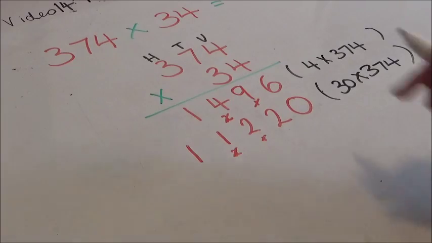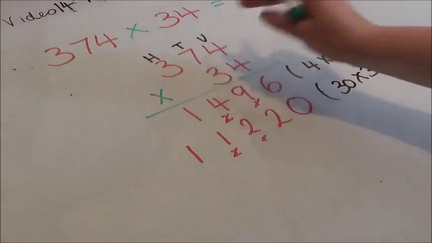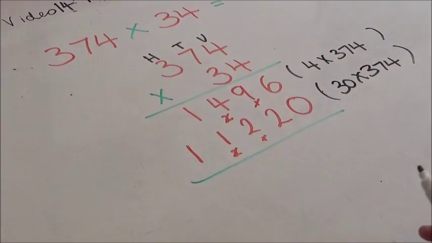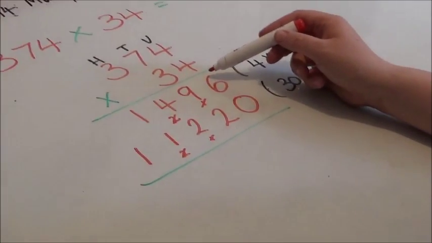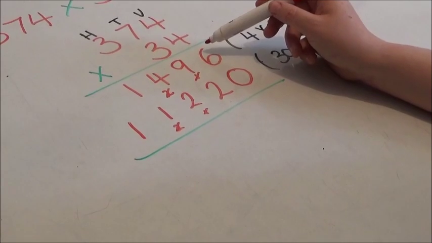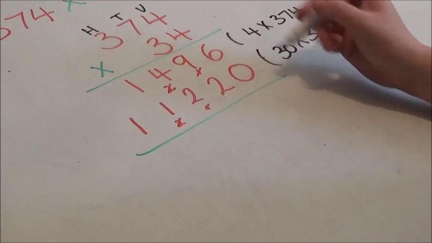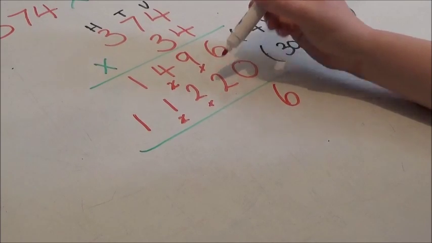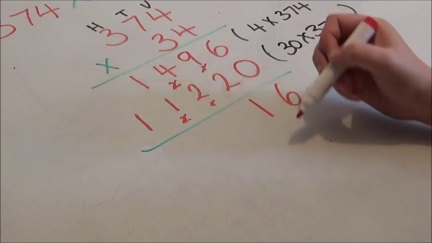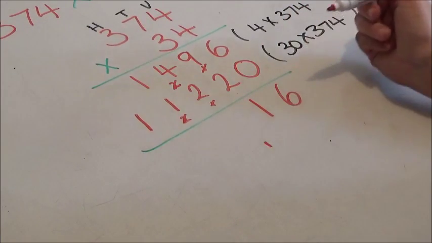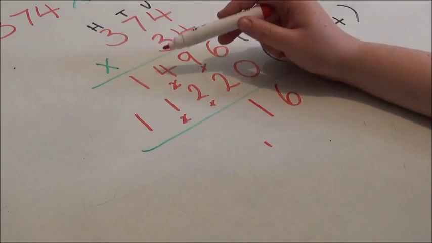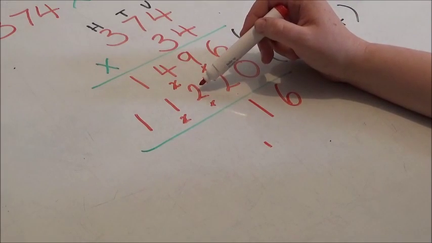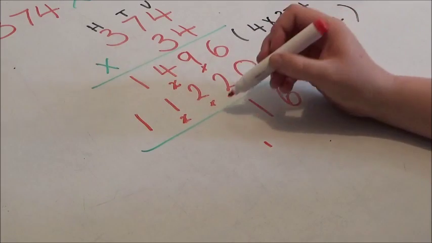Just as before, because we partitioned the tens and units number, we need to add our multiplications up together. So smallest column first in case we need to carry. 6 add 0 is 6. 9 add 2 is 11, so the 10 goes in here and the extra 1 goes into the hundreds column. 4 add 2 is 6, add the extra 1 is 7.